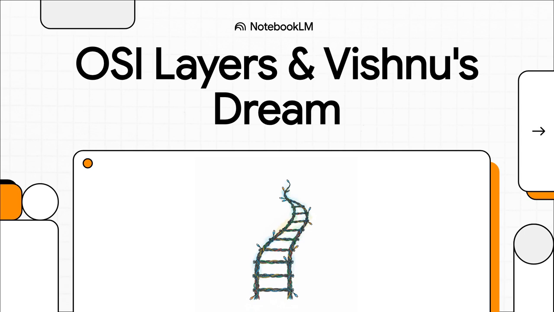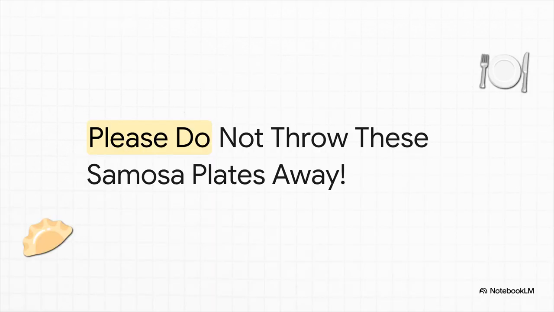If you've ever wondered how the strict, rigid rules of computer networking could possibly relate to the cosmos and ancient spirituality, well, you are in exactly the right place. We're going to start with the classic IT mnemonic used to remember the 7 OSI networking layers. Please do not throw these samosa plates away.